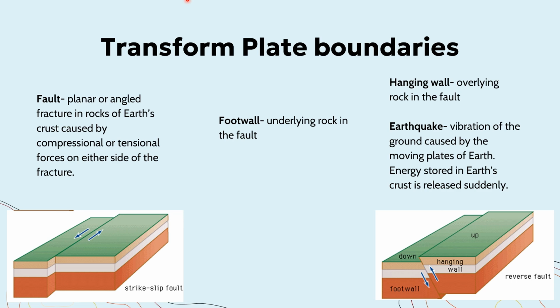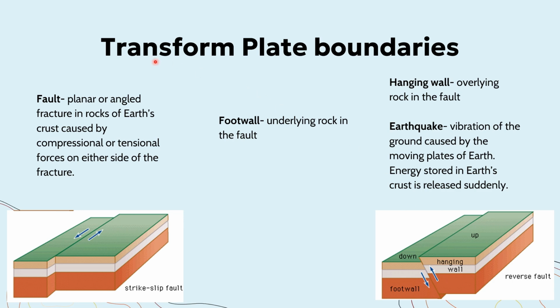So compressional just means like together, bringing together, getting closer together. Tensional is a force that is applied by an object being stretched. So that means that the plates on either side of the fault are being stretched from somewhere. A footwall, if you look at the model or picture down on the right-hand corner, you can see that it has a lip that is underneath this other part of the fault. So it is the underlying rock of the fault. The hanging wall, it hangs over, hence the name, is the overlying rock in the fault.